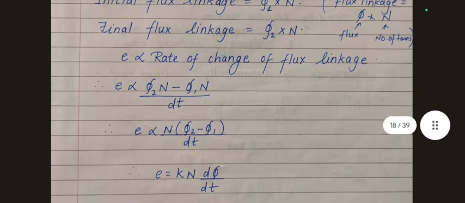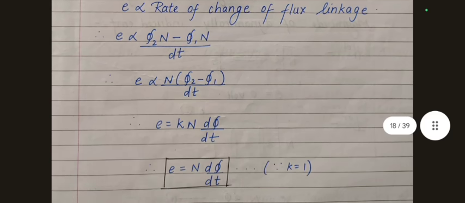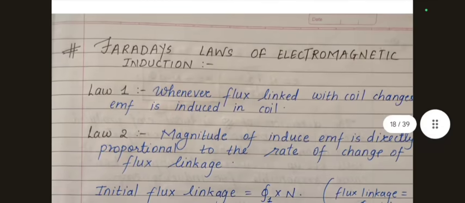So it will become E is directly proportional to, take n common, you will get phi 2 minus phi 1 upon dt. And as we are removing the proportionality sign, just add the constant, that is k, and write that k is equal to 1. So E will be equal to n d phi by dt. So here your proof of second law is completed. So this is nothing but the very important topic, that is Faraday's laws of electromagnetic induction.